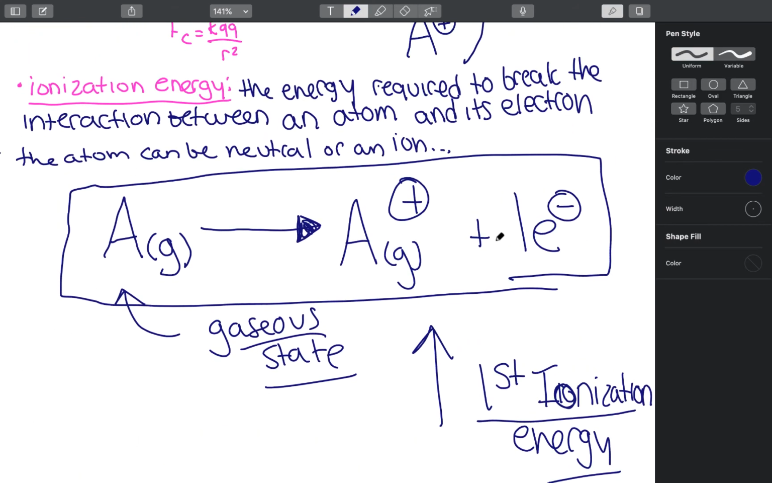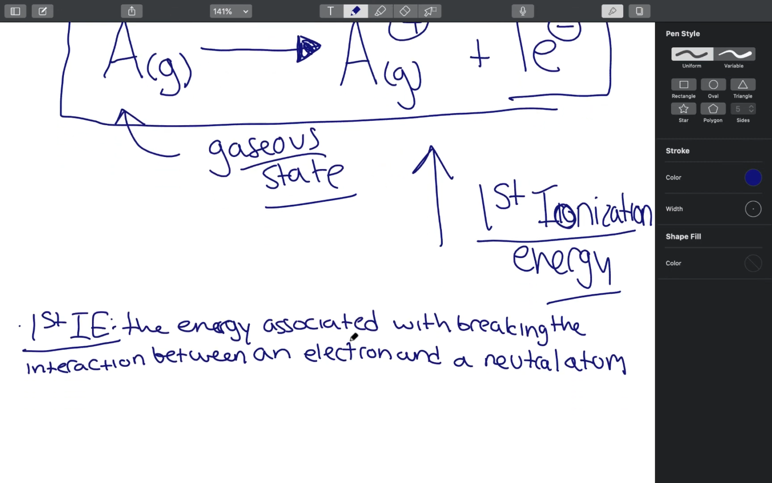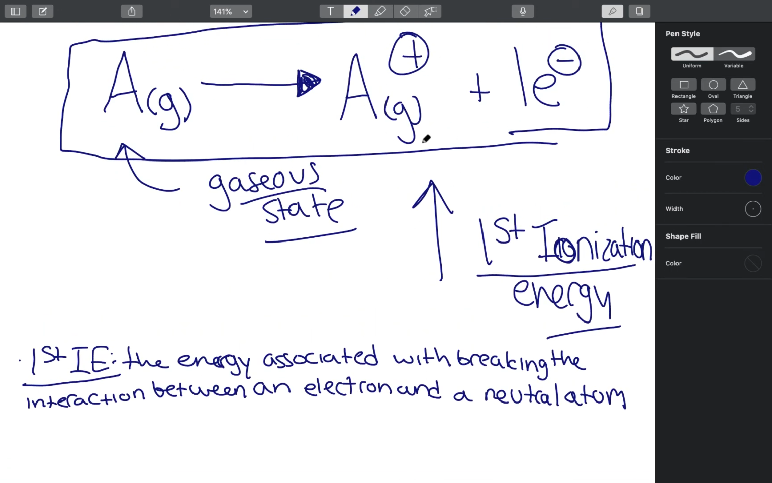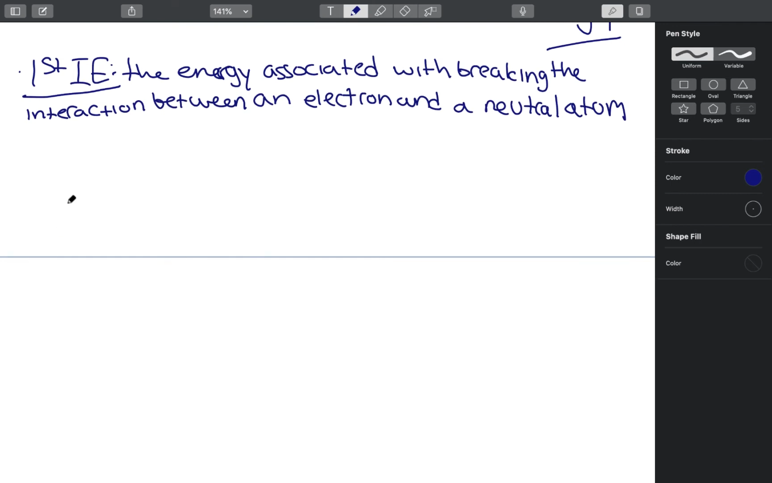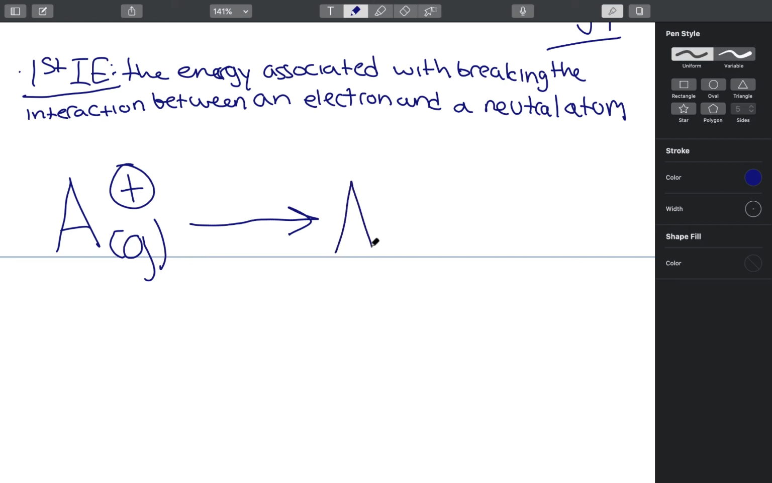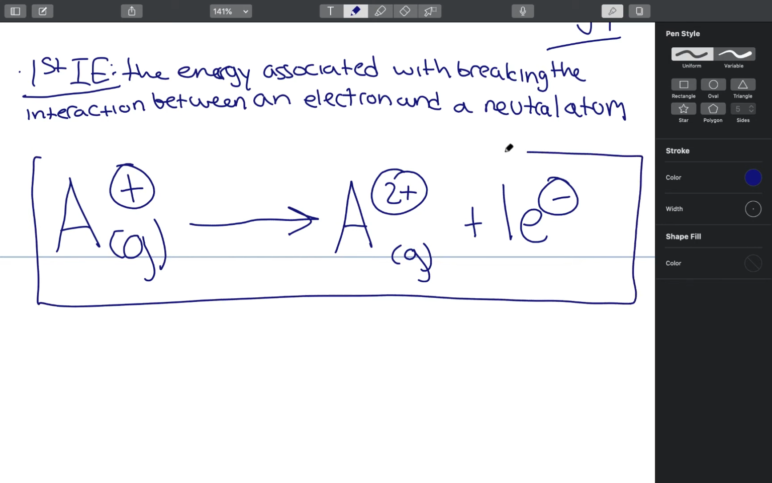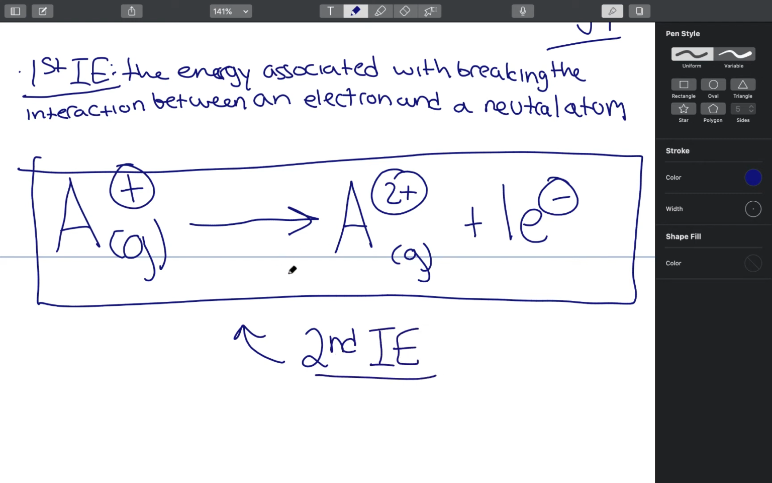However, our definition of ionization energy also applies to ions. So imagine if we take this species here and apply energy to it. So let's take this species, the atom, the cation, and if we apply enough energy to it, we can ionize this species here. And we would form a 2+ cation and another free electron. And this process is called second ionization energy. And this is the energy associated with breaking the interaction between an electron and a positively charged ion.